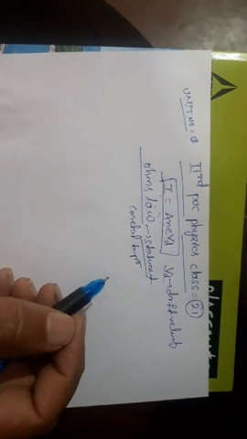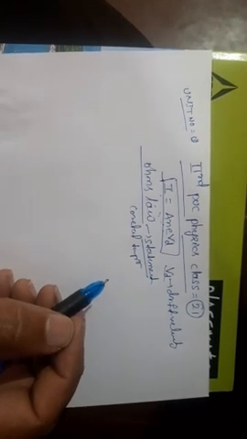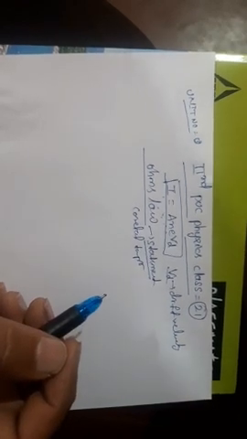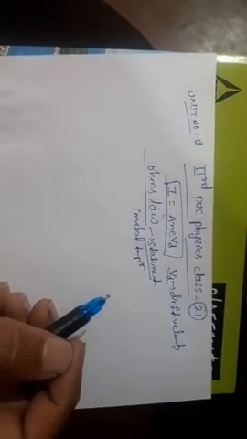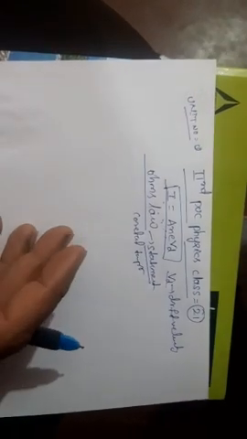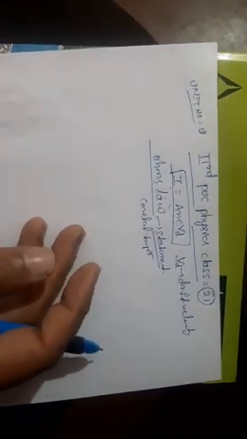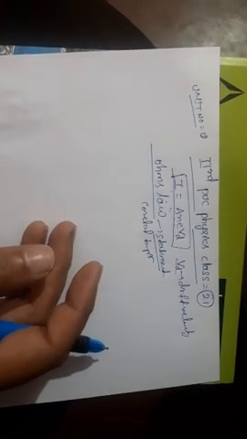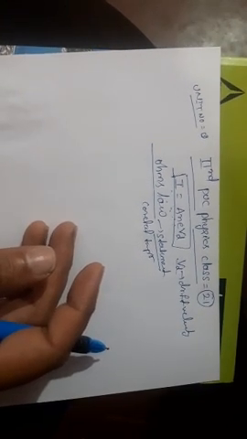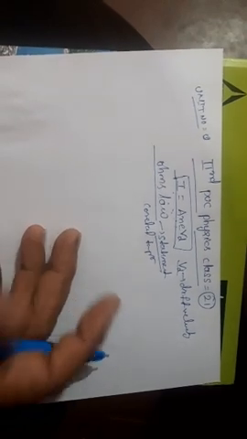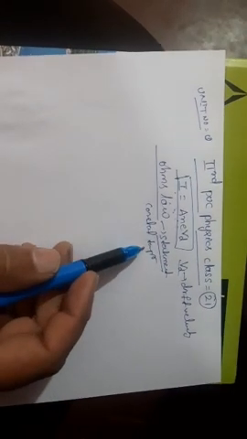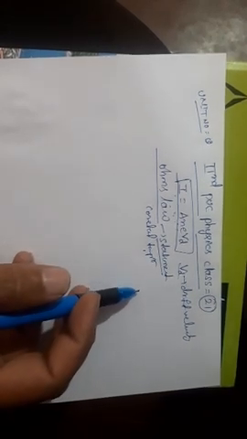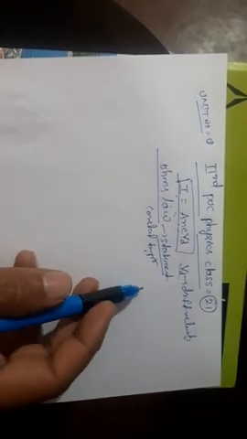All other physical quantities are constant. That is the statement of Ohm's law. Physical quantity means pressure or volume or temperature, any one physical quantity kept constant. At constant temperature, the current flowing through the conductor is directly proportional to the potential difference.